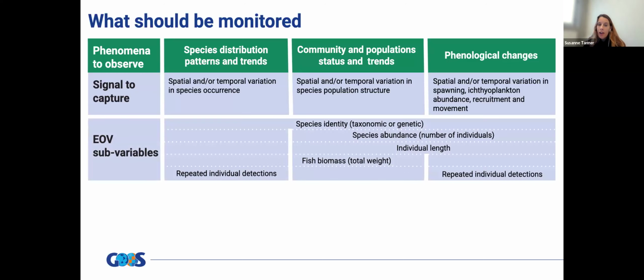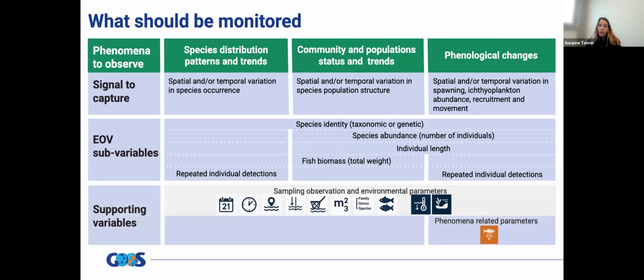So how can the EOV subvariables help us to capture these signals? For example, species identity can inform where species occur and how their distribution shifts. Species abundance and individual length are crucial for detecting changes in population structure, such as shifts in abundance or size composition. Repeated individual detections from tagging or acoustic telemetry support analysis of movement patterns and other phenological signals, as well as where species occur. So most subvariables are used to capture more than one phenomenon and are often used in combination to provide us a more complete picture of how fish populations and communities are changing. Next, please.